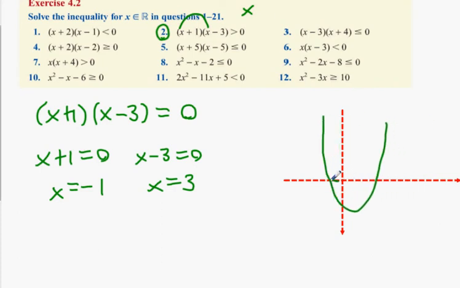That's roughly 1, and this one's roughly 3. Okay, that's good. Now, unlike the last time, I want my y value. This is my y value, isn't it? I want my y value to be bigger than 0, right? The y value has to be bigger than 0.